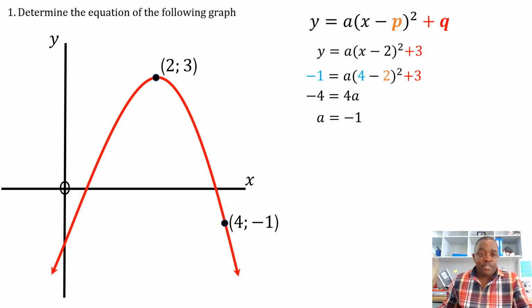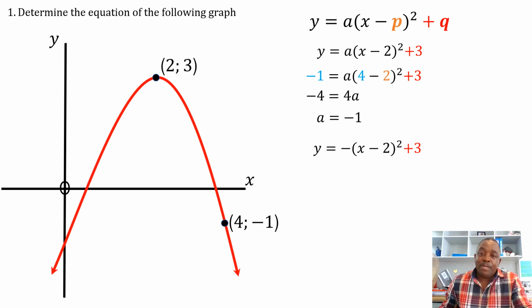Make sense of your answer for a. If your a is positive and yet you've got a graph that is facing down, that would be wrong. Surely somewhere there's an error in terms of your signs, so you need to double check. But if your a is negative and also the graph is facing down, then you know you're on the right track in terms of linking it to the graph.